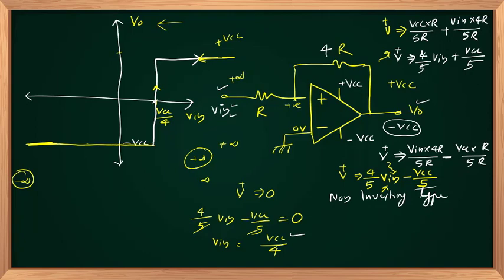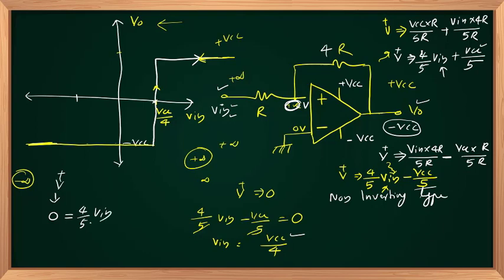So if you are decreasing your V in, at some point of V in, this value will reach 0 volts, and that value will be corresponding to a negative value of V in because all other terms are positive. So V plus will become 0 at some value of V in.